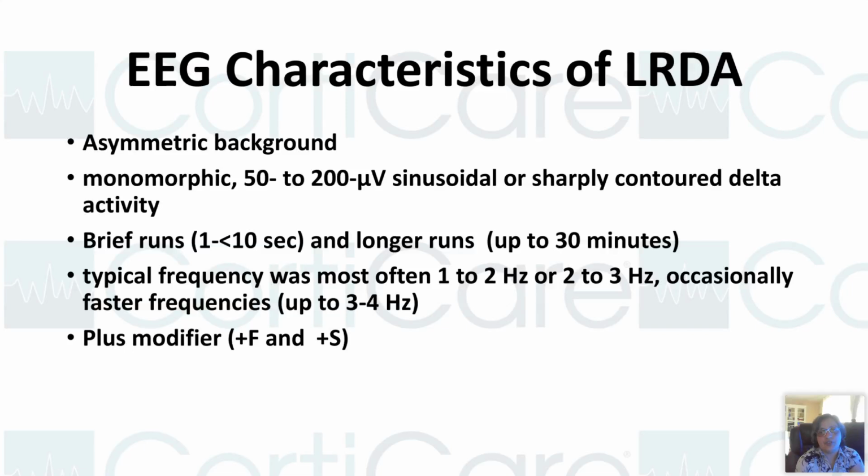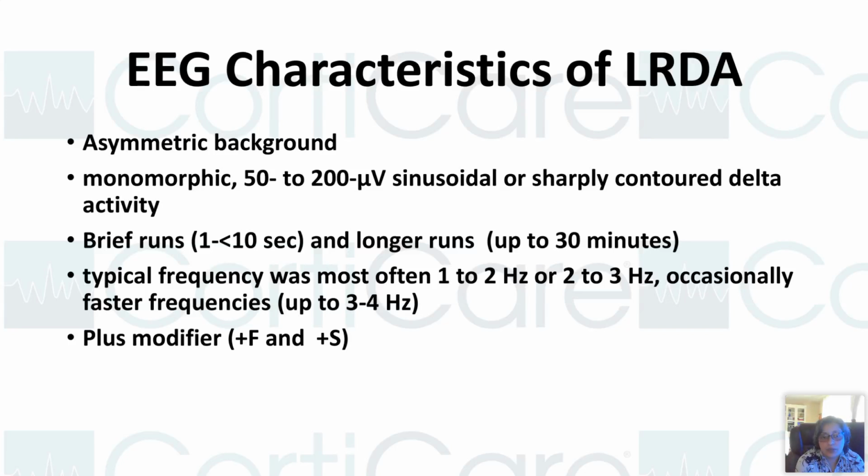The EEG characteristics of LRDA: first of all, the background is asymmetric. The pattern is monomorphic, from medium to high voltage, 50 to 200 microvolts. It's sinusoidal, sharply contoured delta. It can be brief, as little as 1 second, less than 10 seconds, and longer runs, some studies have shown, up to 30 minutes. The typical frequency of LRDA, we know it's delta, but most of the time we are seeing 1.5 to 2 hertz, and sometimes 2 to 3 hertz. Occasionally to rarely, we will see 3 to 4 hertz rhythmic delta.